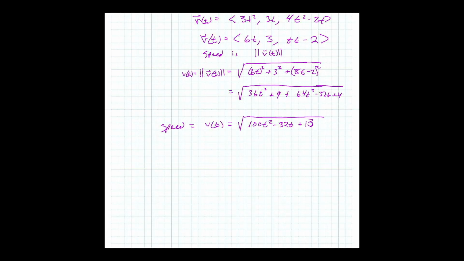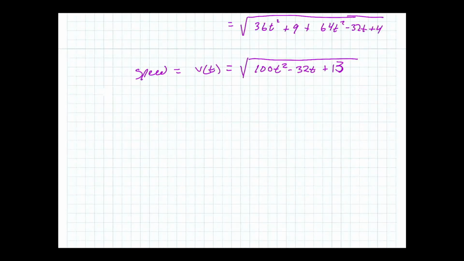Okay, now once we have the speed, we actually have to find the minimum speed, right? Or actually, they didn't ask for the minimum speed. They asked for the time where speed was minimum. Okay. So find the time where speed is minimum.